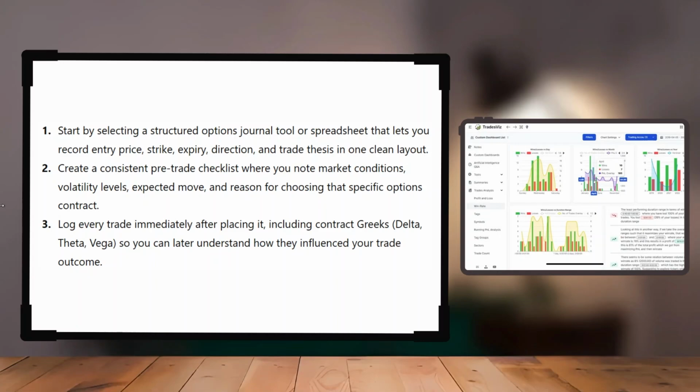Start by selecting a structured options journal tool or spreadsheet that lets you record entry price, strike, expiry, direction, and trade thesis in one clean layout.